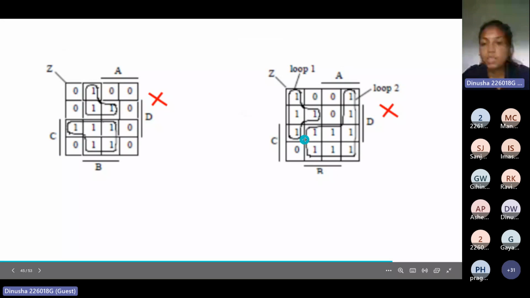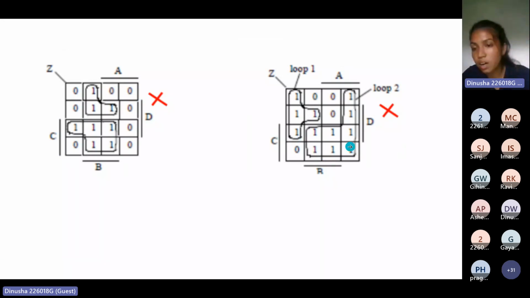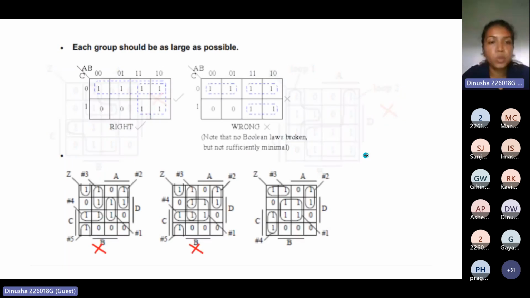And we can see this group has a number of cells which is not a power of 2, so we can't group it like this. This is 3 and this is 5. They are not powers of 2. Then each group should be as large as possible. It means we have 1, 2, 3, 4, 5, 6 ones.